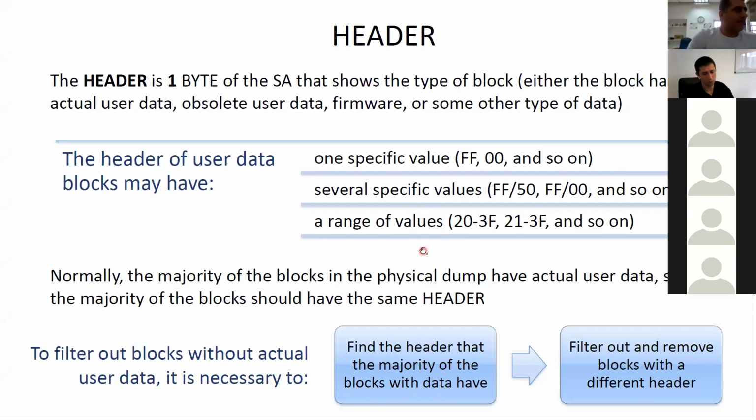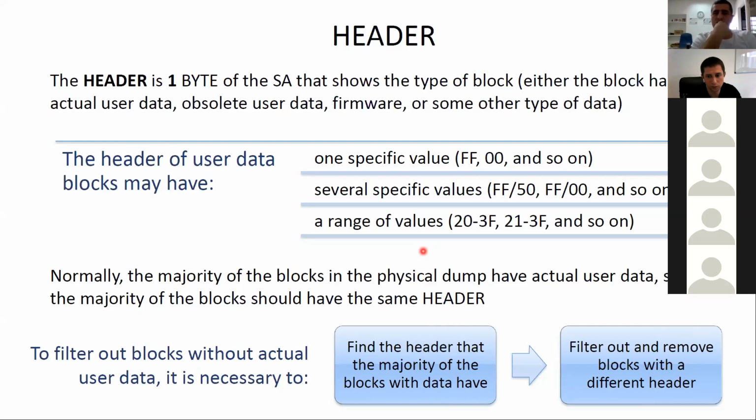And the question is how to understand what header we have in some specific case. We assume that most of the blocks with data belong to actual user data blocks. We don't talk about empty blocks, which have just FFs. We talk about blocks with data-looking patterns. So we should analyze what headers those blocks have mostly. And if we see that most of those blocks with data have header FF or 00, this tells us that data blocks in this specific case have header FF, for example.